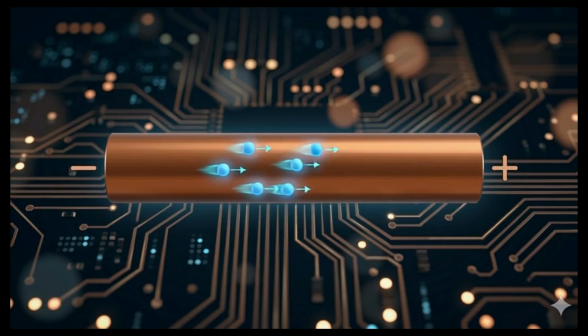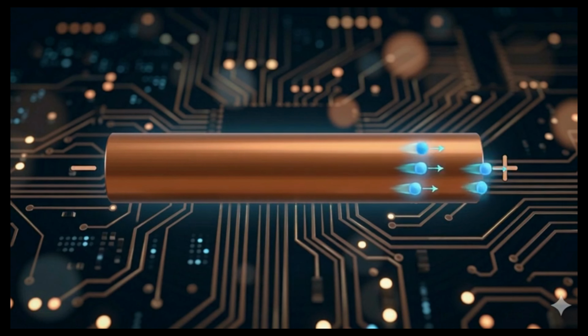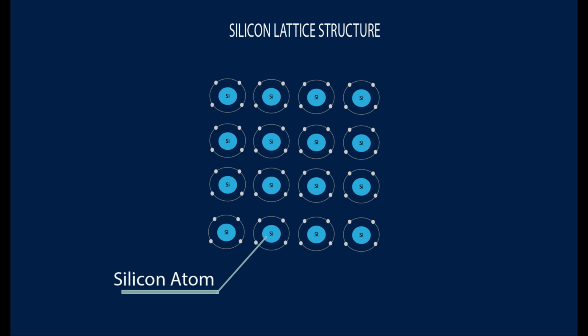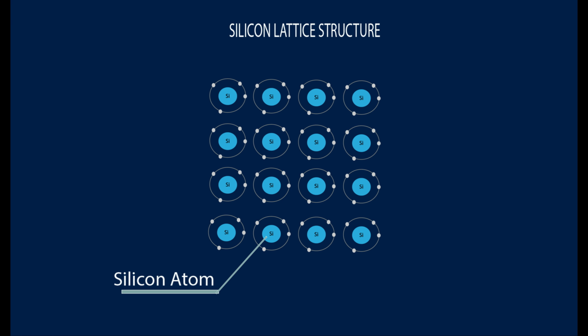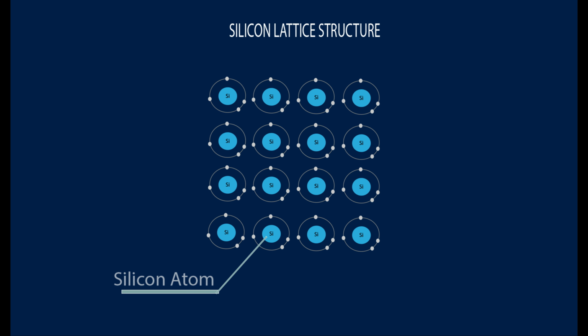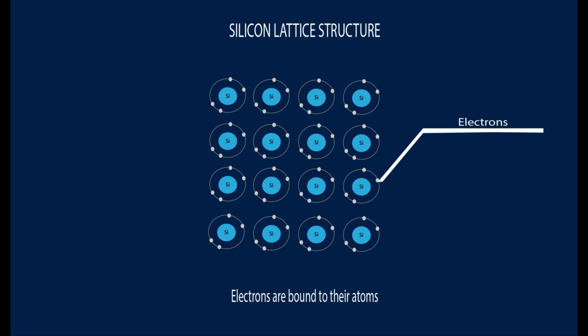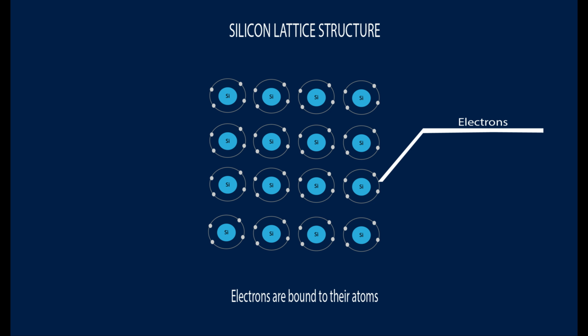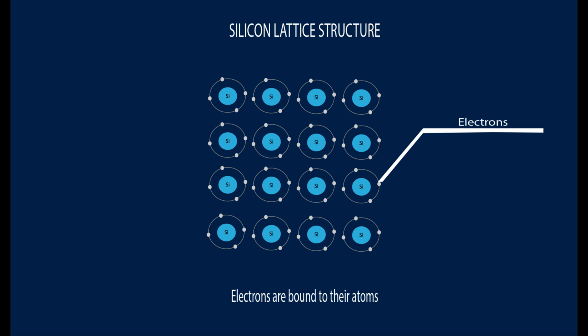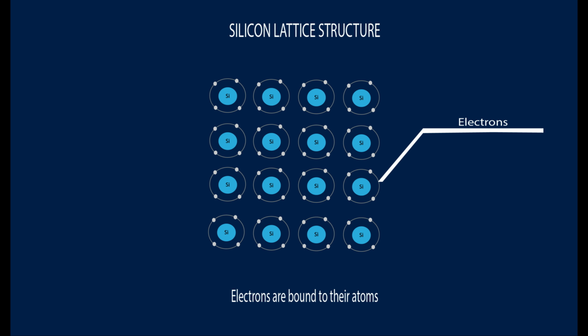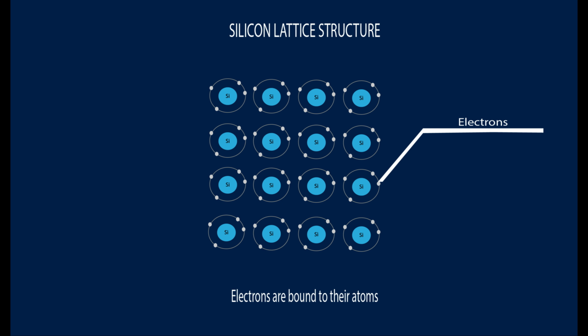For electricity to flow, we need charge carriers, electrons or holes, to move. Pure silicon looks perfect, a clean, orderly crystal structure, but it's actually not very useful for electronics because there are almost no free electrons moving in the structure. Most of the electrons are tightly bound to their atoms in stable covalent bonds.